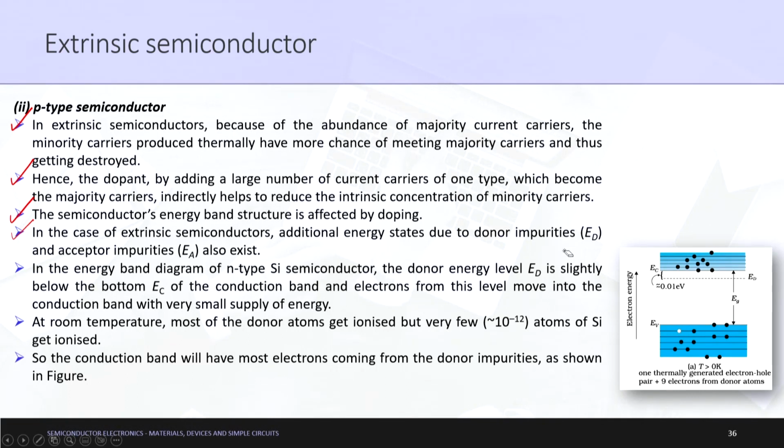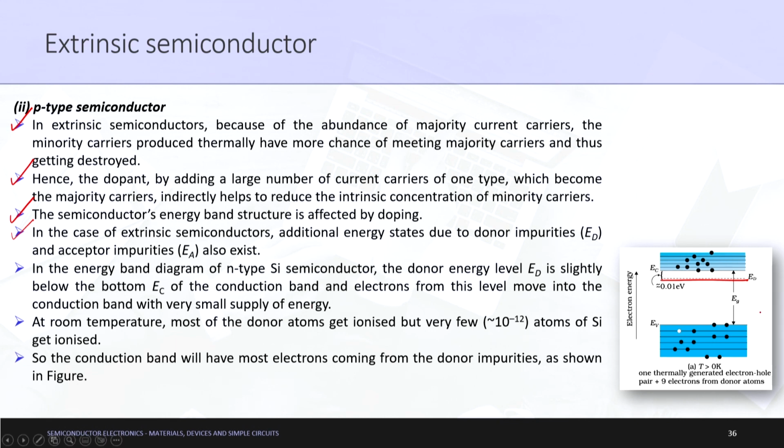When we add a dopant into a semiconductor, additional energy states due to donor impurities ED and acceptor impurities EA also exist. As you can see, there is an ED existing here. Similarly, there would have been an EA existing in another type of semiconductor. This is the band structure modification, the band structure being added up. In the energy band diagram of an N-type semiconductor, the donor energy level ED is slightly below the bottom EC of the conduction band, and electrons from this level move into the conduction band with a very small supply of energy.